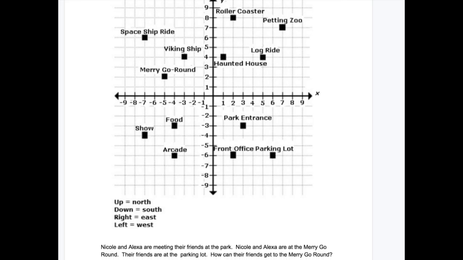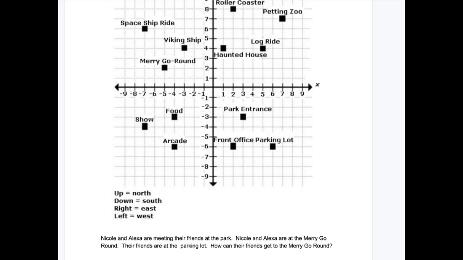And we have Nicole and Alexa are meeting their friends at the park. Nicole and Alexa are at the merry-go-round. Their friends are at the parking lot. How can their friends get to the merry-go-round?